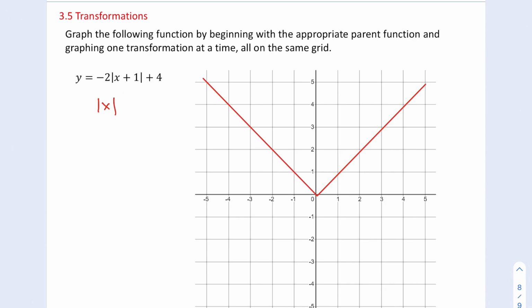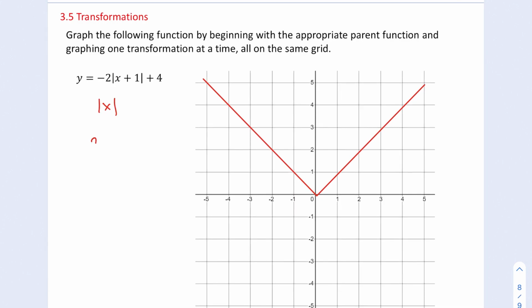Now my recommendation is, if you recognize anything as a left-right shift or a vertical shift, do all the shifting last and first focus on any sort of reflections and or stretches and compressions that might have happened. So in other words, I'm going to do the stretching first. I'll do all the shifting last.